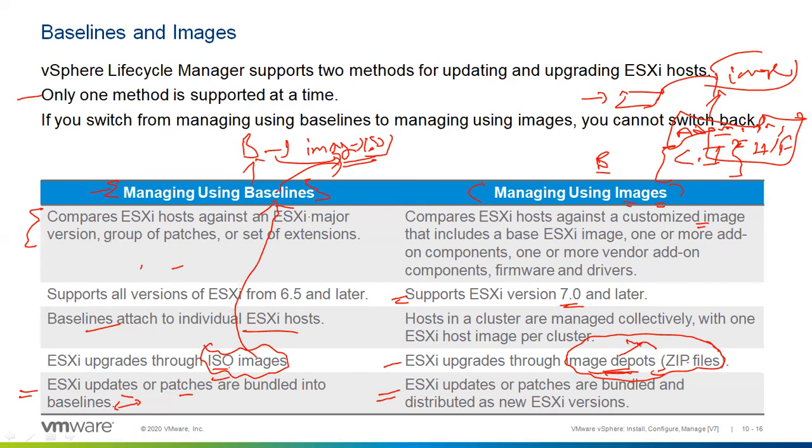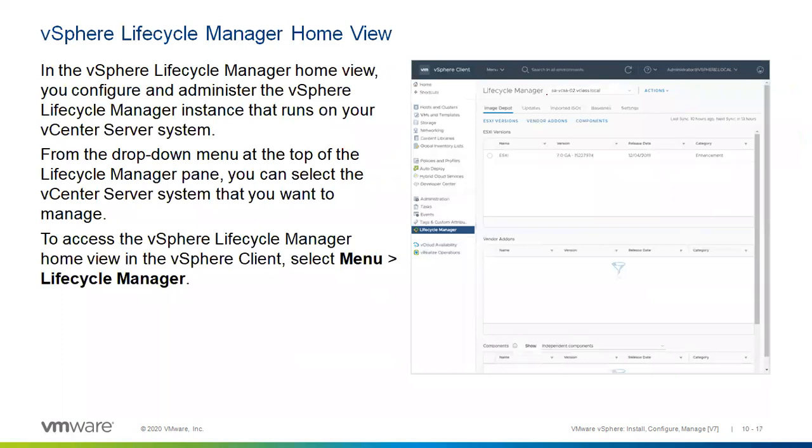All right. So there are two methods we can use in VLCM: either managing using baseline, putting an ISO image, or managing using baseline images. When we say images, an image is a customized pack for my ISO, with add-on drivers, everything available here, and that will be available in the image depot, and against the image depot we can remediate my ESXi host. Got it? So two methods for upgrading your ESXi.